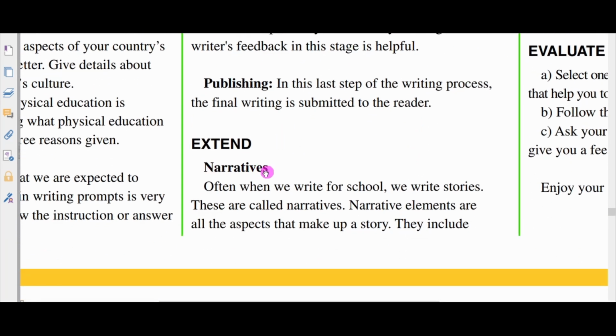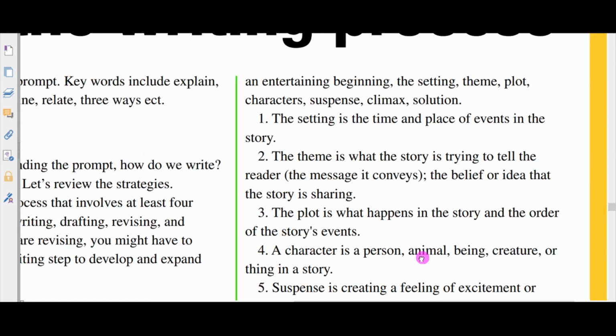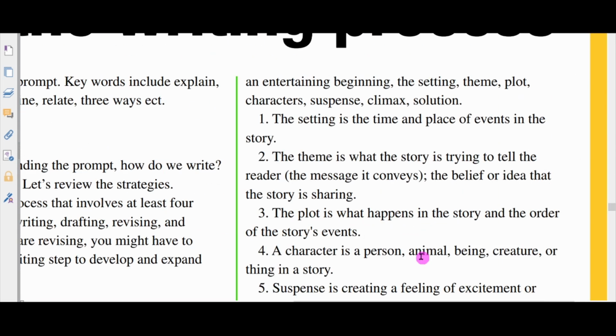Extend. Narratives. Often when we write for school, we write stories. These are called narratives. Narrative elements are all the aspects that make up a story. They include an entertaining beginning, the setting, theme, plot, characters, suspense, climax, and solution.